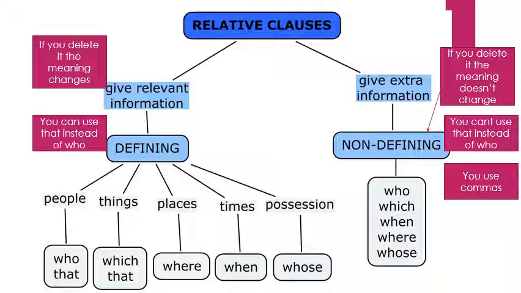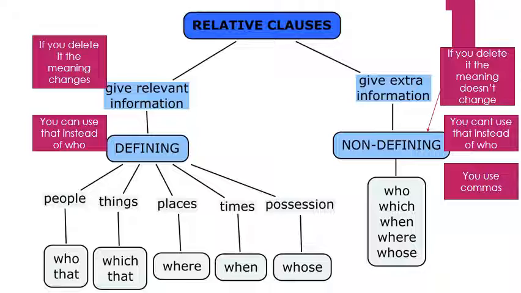في عنا نوعين من هدول الجمل اللي بتعطي معلومات عن الاسم. The first one is defining. The second type is non-defining. So we have two types. Defining, non-defining. What do we mean by defining relative clauses?